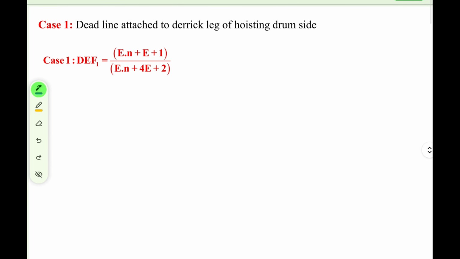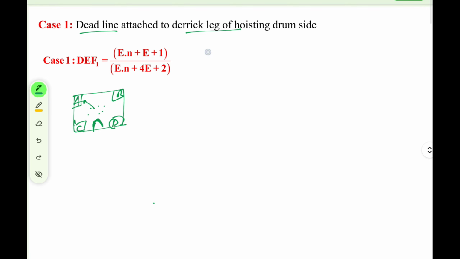The first case is saying that the dead line is attached to the Derrick leg of the hoisting drum side. So let me draw a small diagram for you. We are assuming that this is A, this is B, this is C, and this is D, and here is the drum, the hoisting drum. So they are saying that the dead line is attached. In the earlier case the dead line was attached over here. Now in this case, the dead line is attached to the Derrick leg on the hoisting drum side, right? Any of these legs.